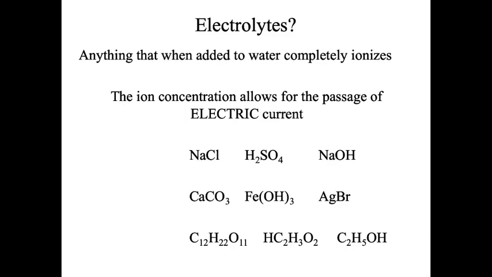Calcium carbonate, silver bromide, iron oxide, or hydroxide. How would we know if they dissolved in water? We would have to look at our solubility rules. And when we look up the solubility rules, we would find for all three of those that they are all insoluble, which means low to non-electrolytes because there's no ions.